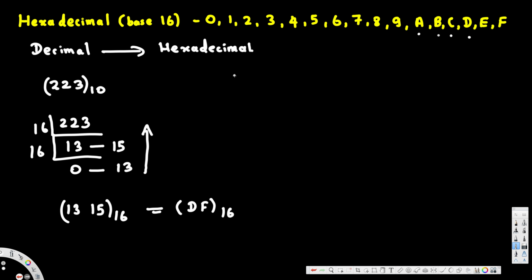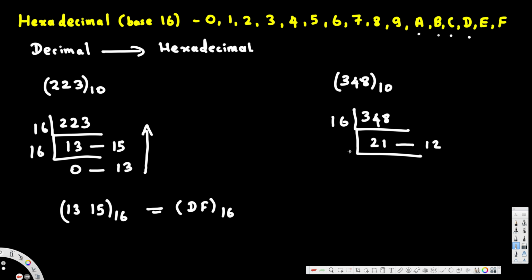Now let's look at another example. Let's try to convert 348 from decimal to hexadecimal. Okay, we have to divide this one by 16, and that's going to give us 21, and the remainder is going to be 12. And again we have to divide until we get 0.